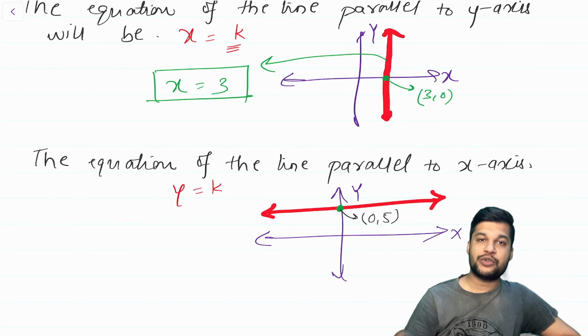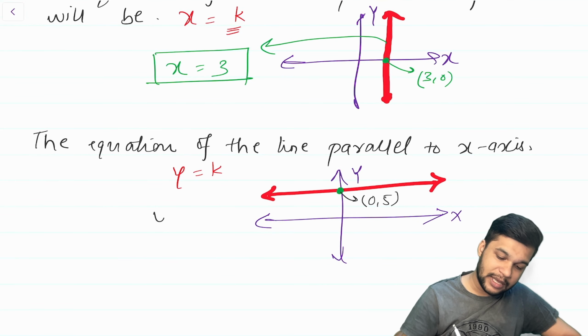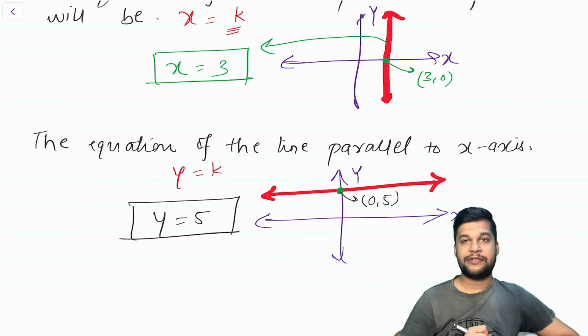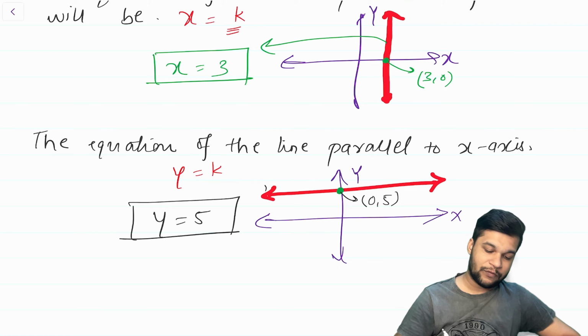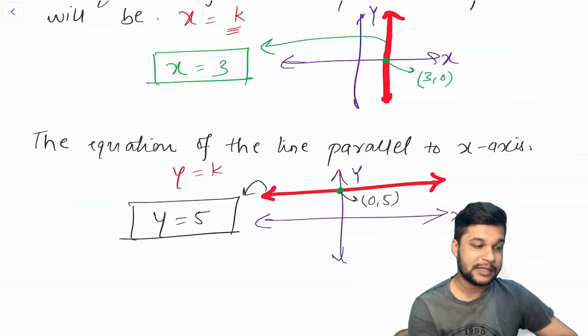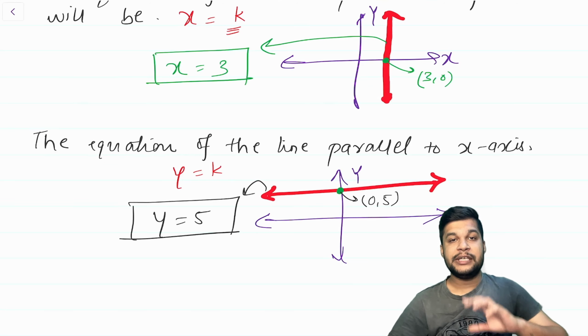So what will be the equation of this line? The equation of this line will be y equal to 5. So very easy, guys. I hope you will remember this. So these are a few examples.